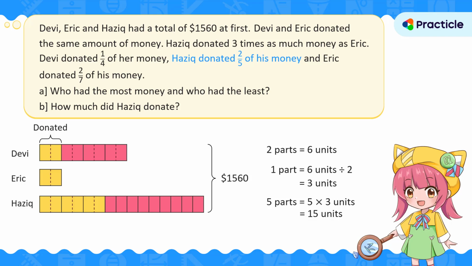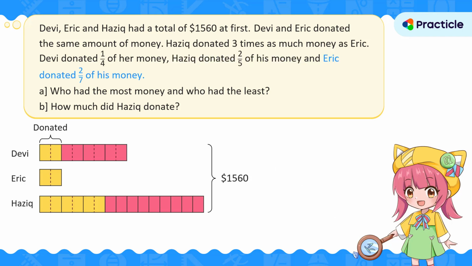Finally, let's look at how much of his money Eric donated. Eric donated 2/7 of his money. By now, you should know that this is the same as saying that Eric donated 2 parts out of 7 equal parts of his total amount of money. Since we already have 2 units here, we can draw another 5 more units to make it a total of 7. Alright everyone, we're done with the hard part.